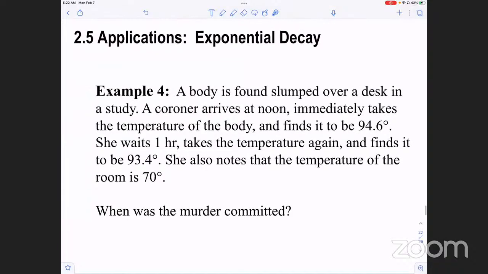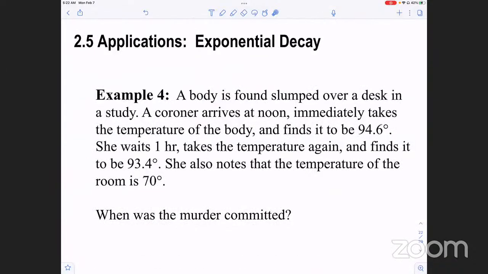Let's finish this first. Slumped over a desk in a study, the coroner arrives at noon, immediately takes the temperature of the body and finds it to be 94.6 degrees. She waits 1 hour, takes the temperature again, and finds it to be 93.4 degrees. She also notes that the temperature of the room is 70 degrees. When was the murder committed?